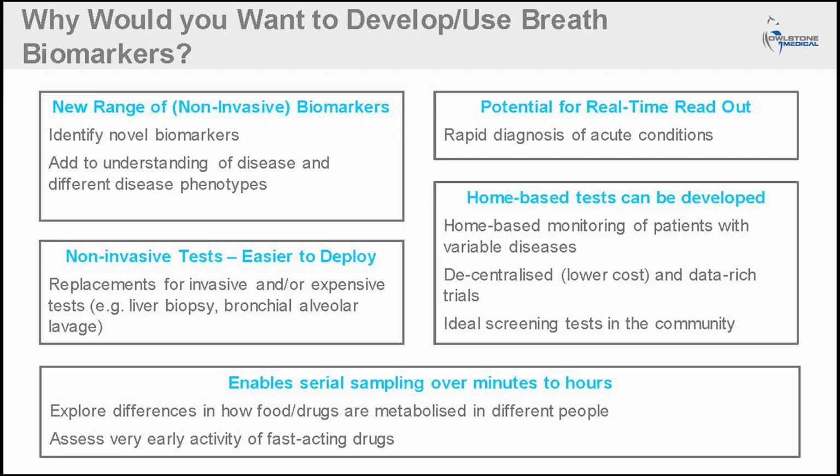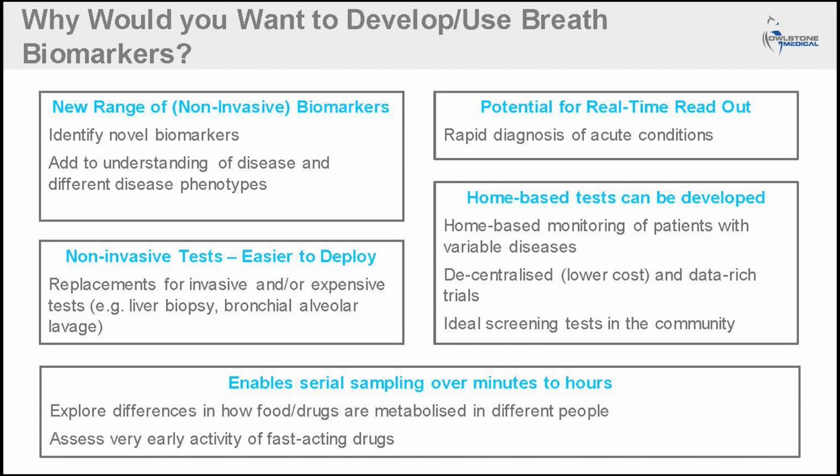It could be something where decentralized trials could also be enabled, giving the potential to get very rich data from studies with very frequent patient sampling, but at lower cost without having to have them go to a clinical center. And then finally, something we're considering at the moment, screening tests in the community as well.